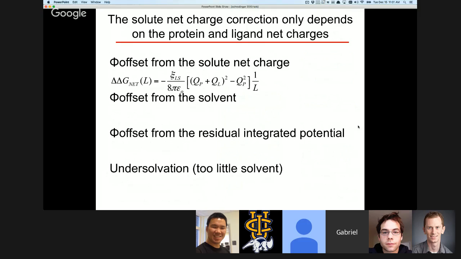Then there's also the offset from the solvent. No, actually, then why is this slide not advancing?